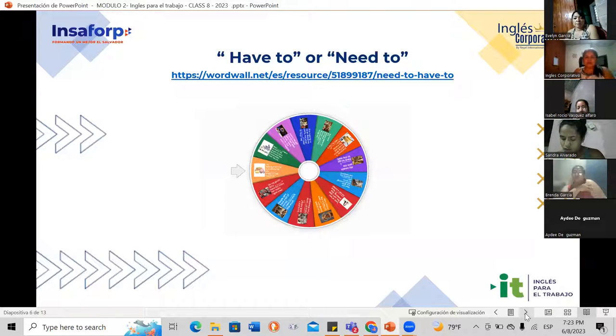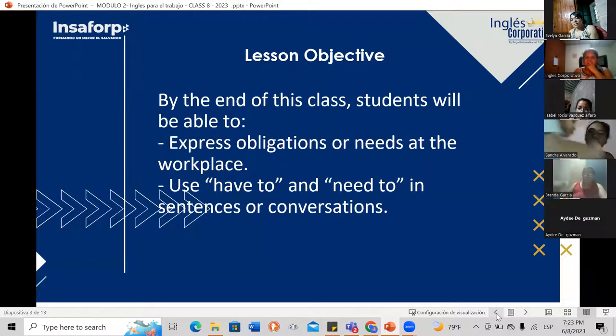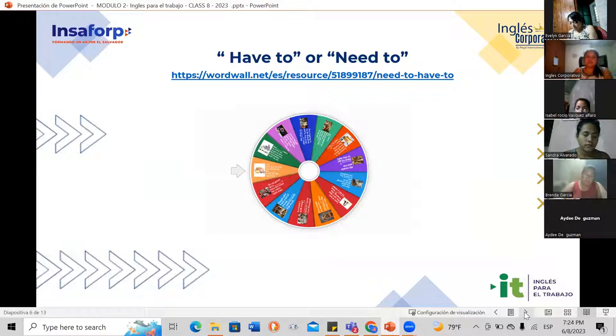Good. So we're going to work on have to or need to, okay? What is the difference between have to and need to? ¿Qué consideran ustedes que es la diferencia? Need es necesitar. And have to, obligation. Have to, usted está obligado a hacer eso, okay? And need is that you need to do it, okay? Good, we're going to read this.